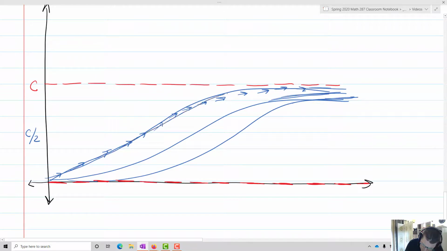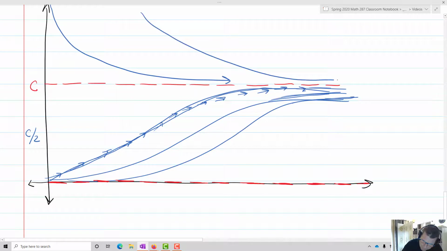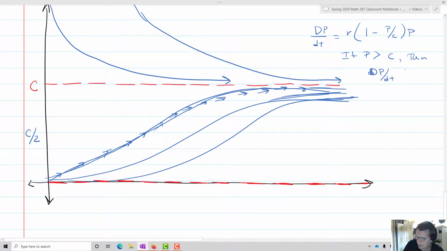As long as we start below C. Now what happens if we're above C? Well, if we're above C, our rate of change is going to be negative. So our values are going to decrease. So let's look at that. dP dt equals r times 1 minus P over C times P. So if P is greater than C, then dP dt is less than 0, and consequently we're going to have a decrease in our slope.